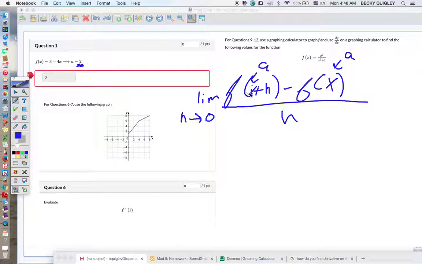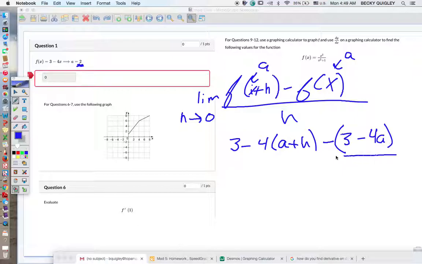So I'm going to plug in a first and then we'll plug the 2 in. So f of a plus h, that just means you substitute a plus h anywhere you see an x. So 3 minus 4 times a plus h, minus f of x, or f of a. So that's just rewriting the function with an a instead of an x. That parentheses there is very important, so it keeps your signs straight. Then all divided by h.